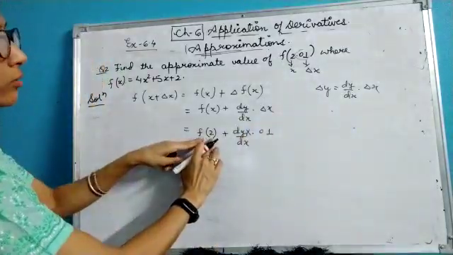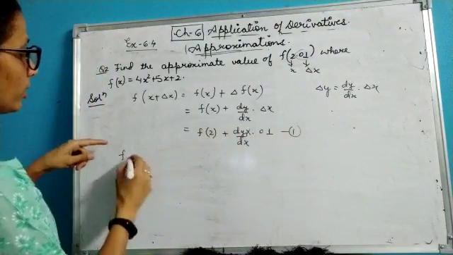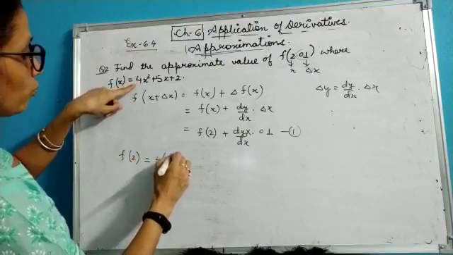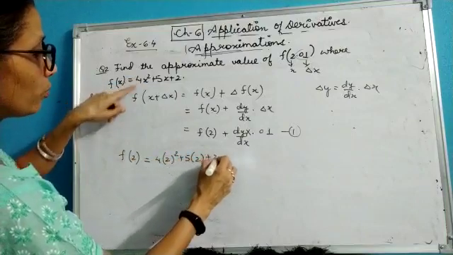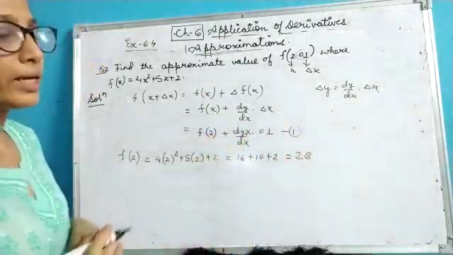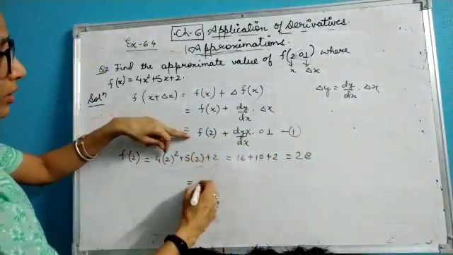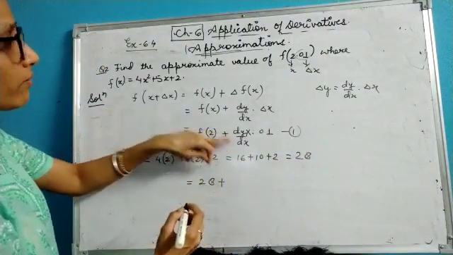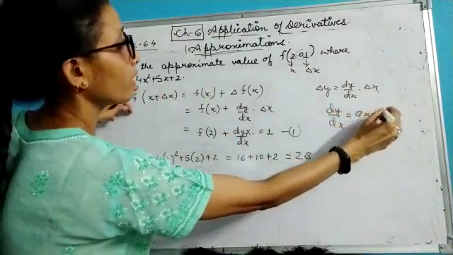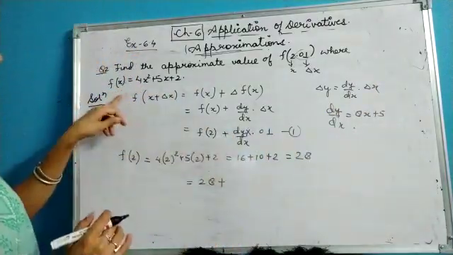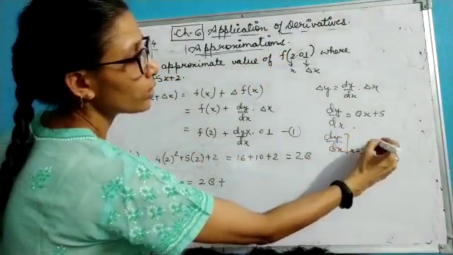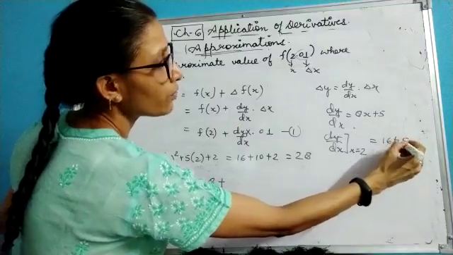First of all, let's calculate your f(2). Say this is my equation 1. When you put x equal to 2, it becomes 2 squared plus 5 into 2 plus 2, which gives you 16 plus 10 plus 2, that is 28. In equation 1 you will write 28 plus, now you require dy by dx. Your dy by dx will be equal to 8x plus 5. Since you are calculating dy by dx at x equal to 2, you write the value of x as 2 here also. So this will be 16 plus 5, which is equal to 21.